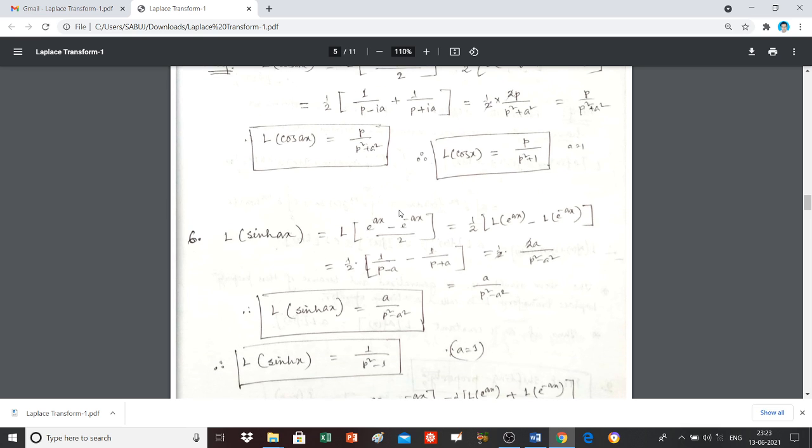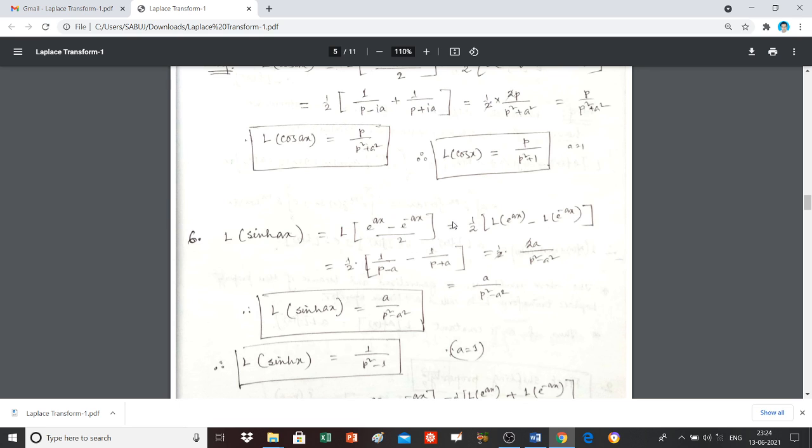Now Laplace transform of sine hyperbolic ax. So Laplace transform of sine hyperbolic ax, you can write sine hyperbolic ax as (e to the power ax minus e to the minus ax) by 2. This is the formula to express sine hyperbolic ax. So L of (e to the power ax minus e to the minus ax) by 2 is equal to half, this half is here, L of e to the ax minus L of e to the minus ax.